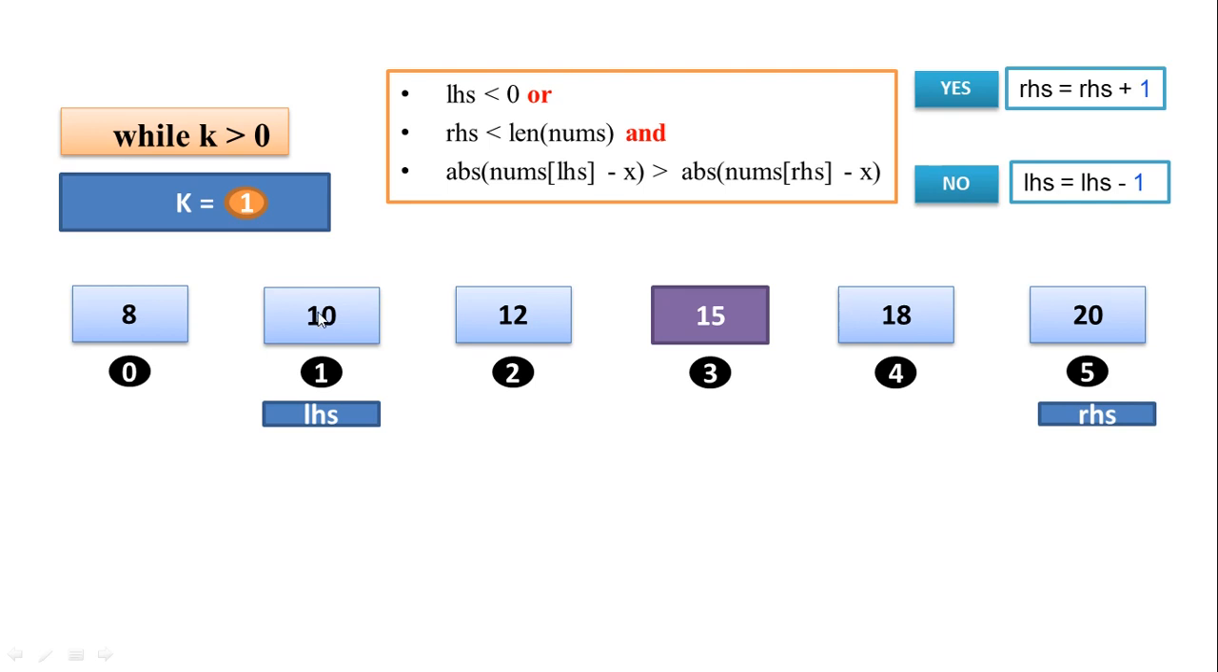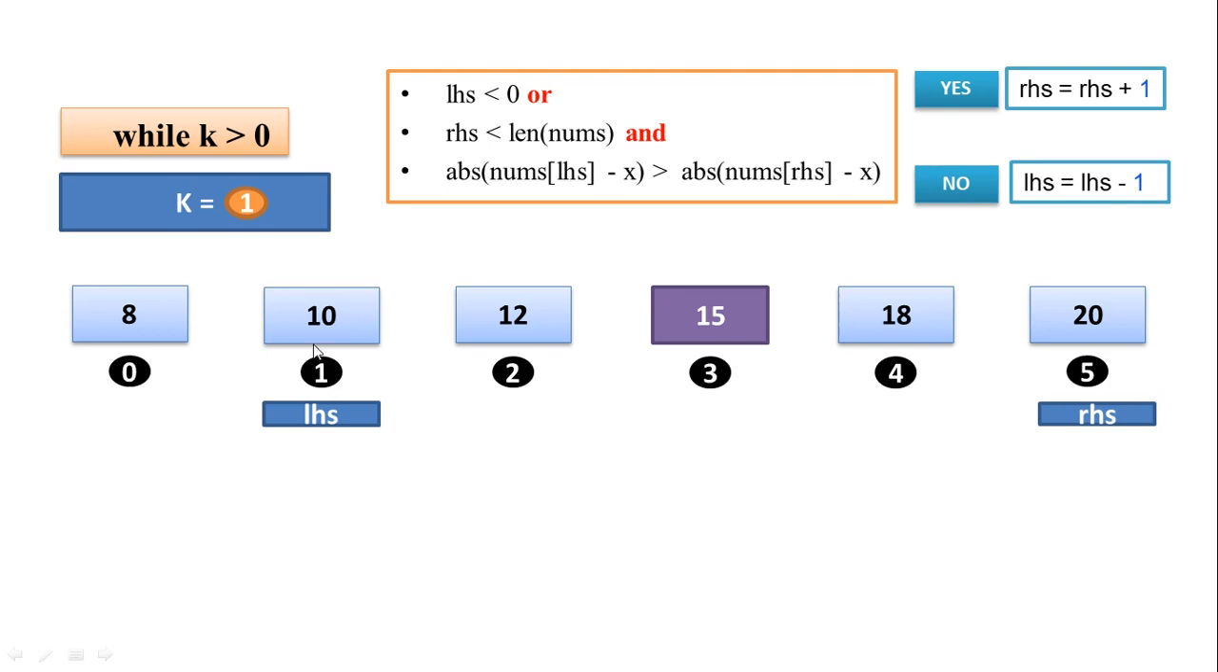Is 10 minus 15 greater than 20 minus 15? That means is 5 greater than 5? Of course it isn't. 5 is equal to 5. So this means that our conditions are false. So what's our next step? We are simply going to shift the LHS pointer towards the left by one position.